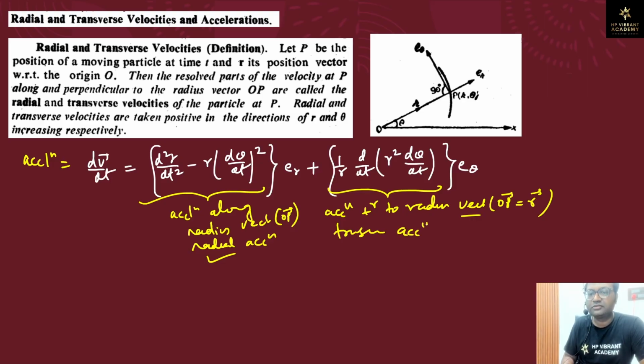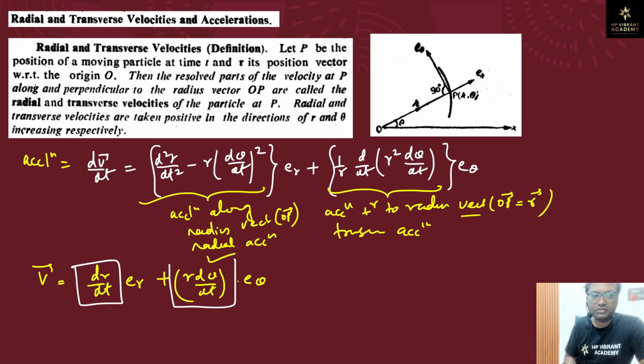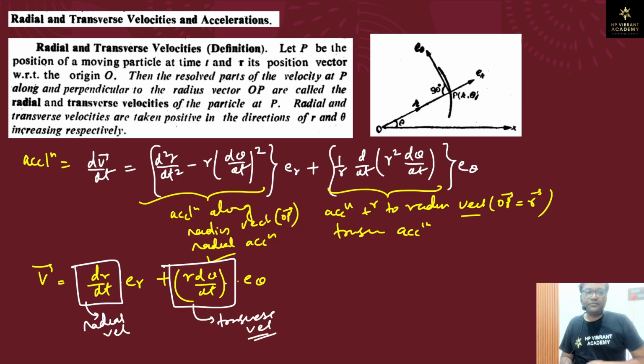Along the radius vector is the radial acceleration, and perpendicular to the radius vector is the transverse acceleration. And what we have derived for the velocity is dr/dt into e_r plus r dθ/dt into e_θ, so we have this as the radial velocity and this as the transverse velocity. We will discuss problems on this topic of radial and transverse velocities and radial and transverse acceleration in the next lecture. Thank you.